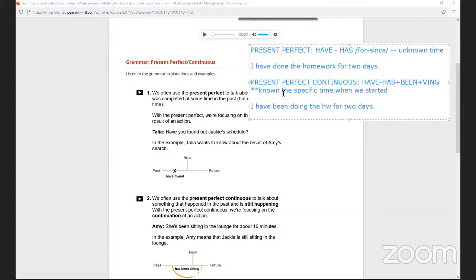That we know the specific time when we started the action, right? So if I'm telling right now, today, it means that the action started on Saturday. I started reading Saturday, Sunday, and today, and maybe I'm gonna continue tomorrow, okay? Because this is progressive. So that is the difference, the only difference between present perfect and continuous, okay?